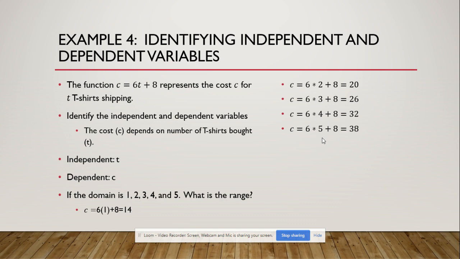So now, to state the range is just going to be all of the output values. So 14, 20, 26, 32, 38. And that's the range. And that's how you find the range whenever they give you a domain to start with.